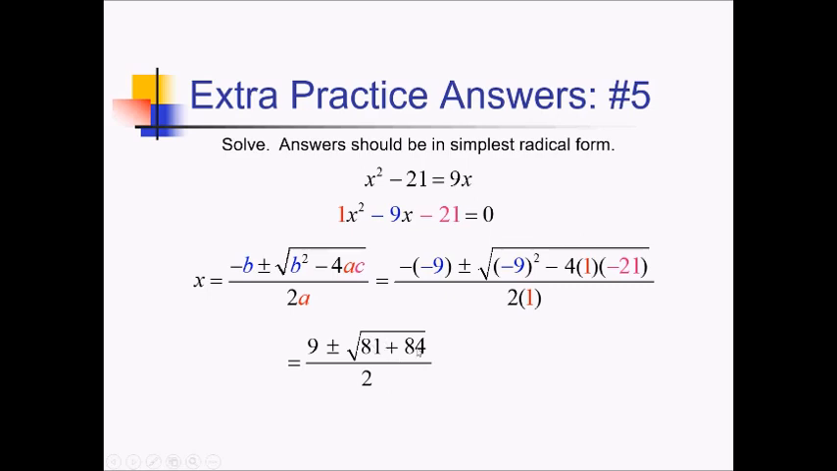81 plus 84, that's 165. And if you go through your list of perfect squares, none of them go into 165, so this ends up being as simplified as it's going to get.